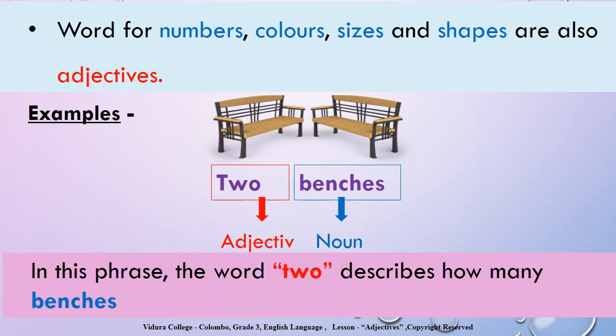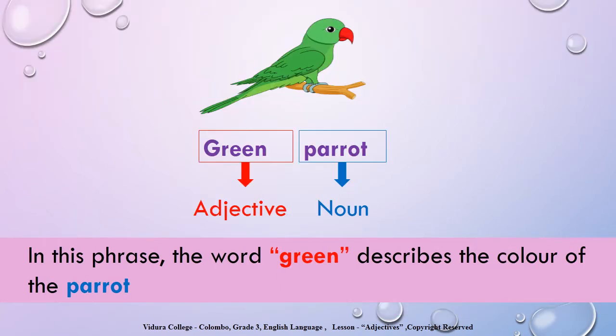Words used to describe numbers, colors, sizes and shapes are also adjectives. For example, look at the picture given below. Two benches. In this phrase, the word two describes how many benches there are. So the word two is an adjective. Look at the picture given. Green parrot. In this phrase, the word green describes the color of the parrot. So the word green is too an adjective.